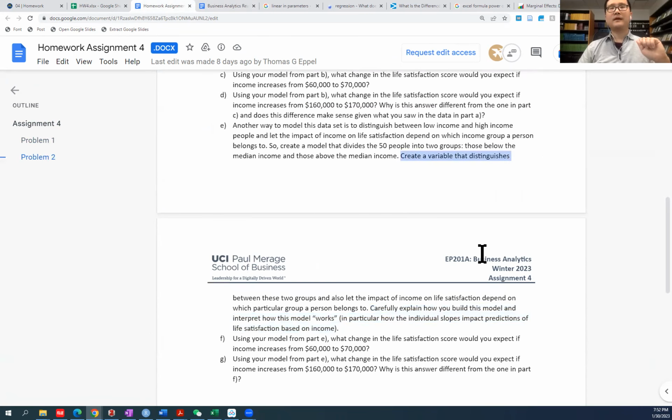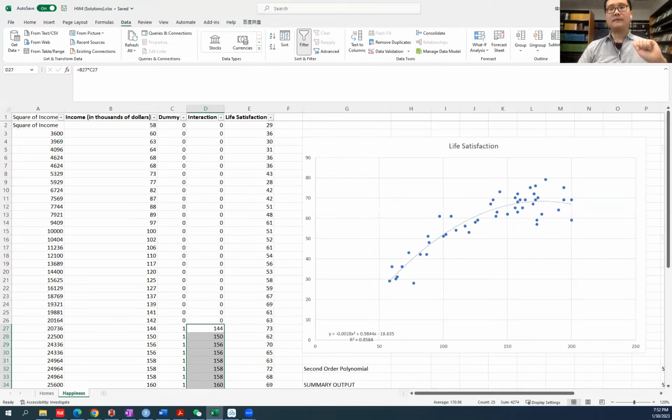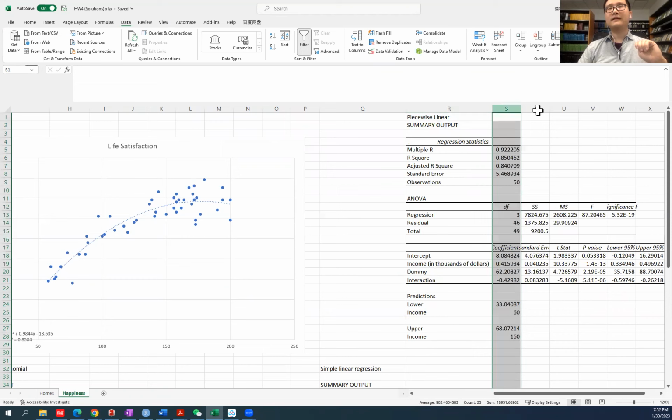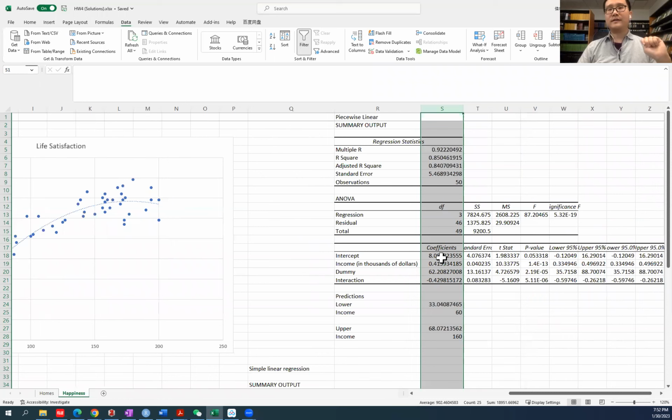It says that we need to distinguish between low and high income people and let the impact of the income depend on which group it belongs to. So this will be easily illustrated in the regression model output. Let me show what I meant, using the variables we just built, including the dummy variable and the interaction. Here is the piecewise linear model summary output. Let's show what it tells us.